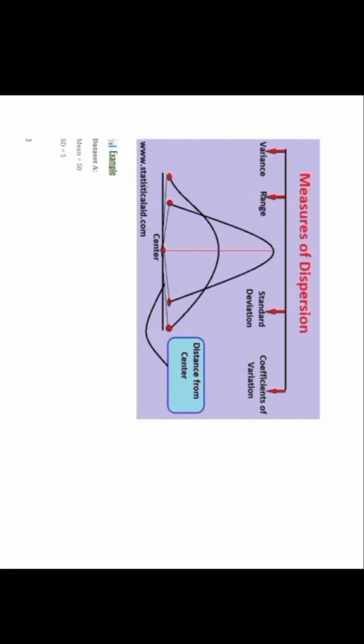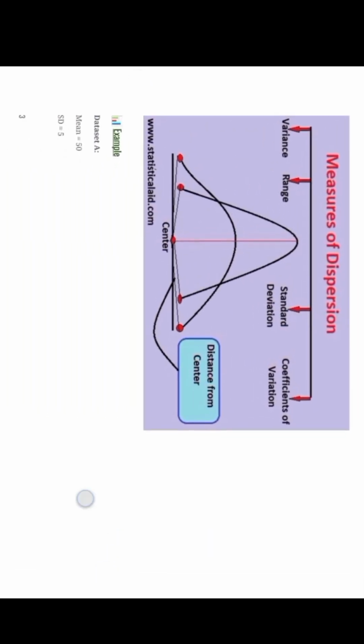Now we can see coefficient of variation. CV shows the relative variability of data. In simple words, it tells us which data set is more consistent. You can see the formula: CV is equal to standard deviation divided by mean, multiplied by 100. And this formula is clearly shown to compare data sets.